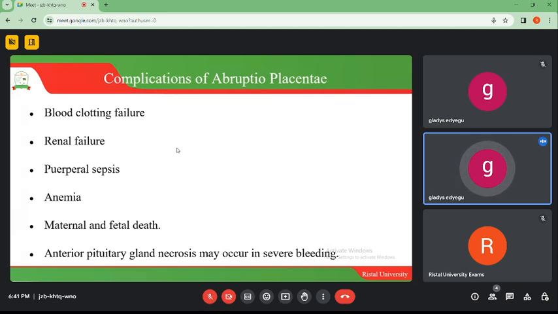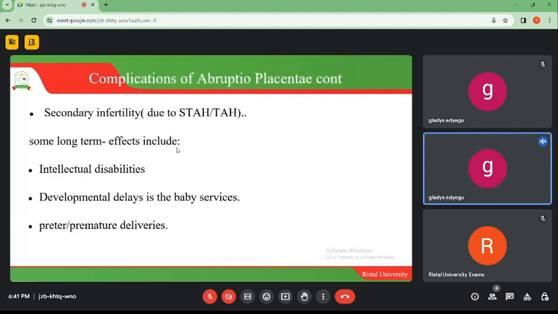And most of them have gotten those complications due to delayed interventions, and some of them have ended up not being managed well, and some of them end up with mental complications. They get disoriented due to this kind of impact on the anterior pituitary gland. And then secondary infertility due to subtotal abdominal hysterectomy or total abdominal hysterectomy, because when they fail to contract and there is serious PPH, postpartum hemorrhage, they end up removing the uterus, and this causes secondary infertility.